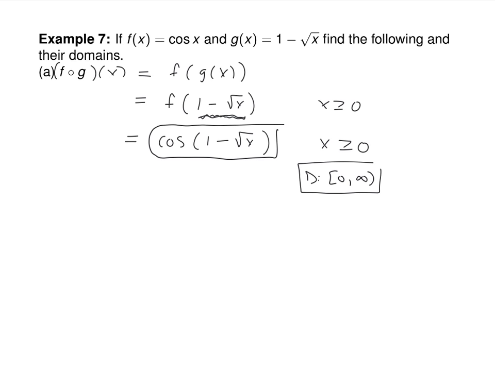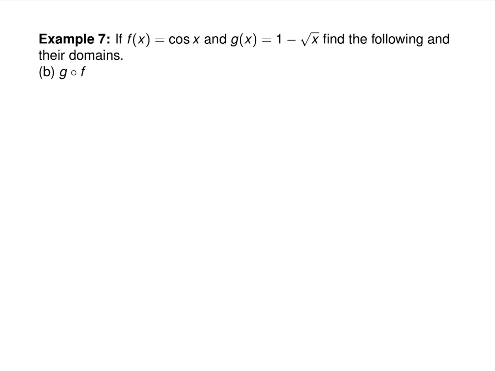So you check and see if the stuff inside is okay. Then you assume it's okay and say, okay, well, what about the outside? Doing that next function to that, are there any problems in this case? No. Okay, so there's that one. How about this one, g of f? So it's g of cosine, or 1 minus root cosine.